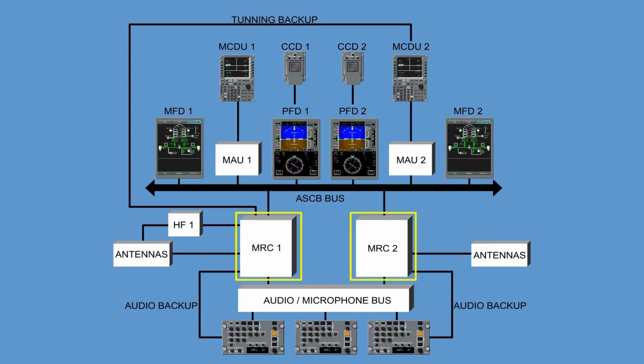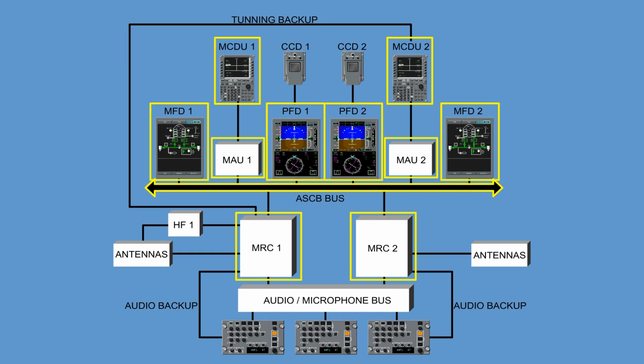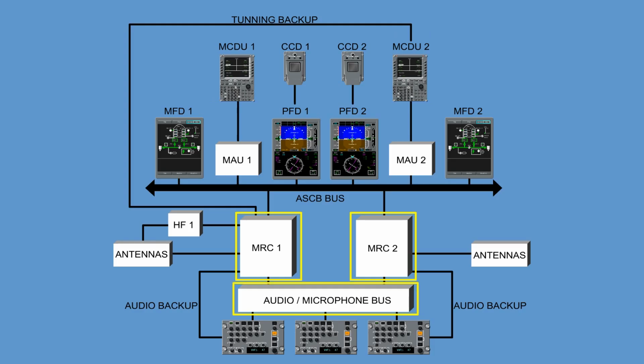The modular radio cabinets are connected via the avionics standard communication bus to the MAUs, MCDUs, display units, and other aircraft systems. Via digital audio and microphone buses, they are connected to three audio control panels, cockpit loudspeakers, headsets, and microphones.